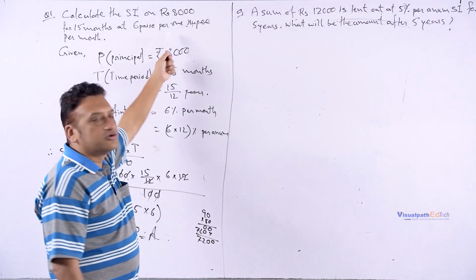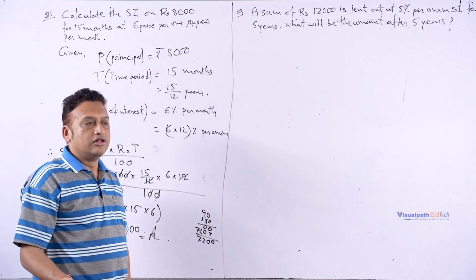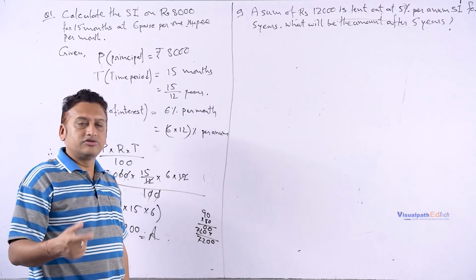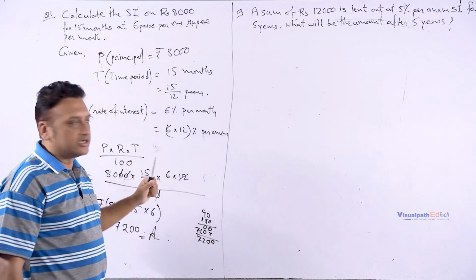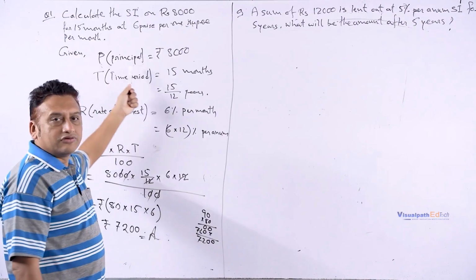6 paisa per 1 rupee, 6 paisa per 100 paisa, which is 6 by 100, which is equal to 6%, and it is given per month. So, we have converted it to year. So, we first write all the given information.